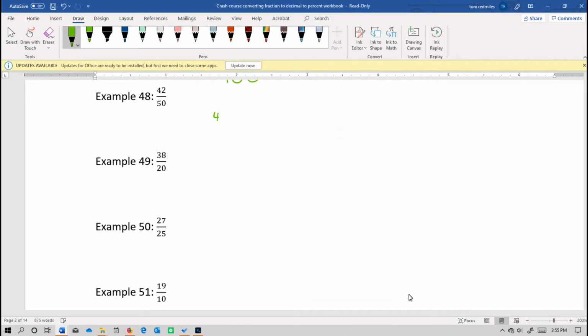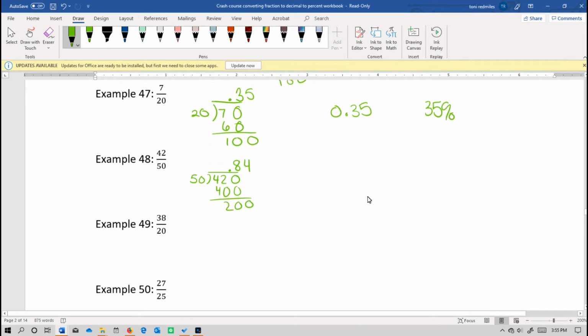In this one, 42 goes on the inside, 50 on the outside. 50 can't go into 42, need a decimal and a 0. And again, just as a reminder, if you're having trouble with these, you can always take my dividing decimals class, and it will be a plethora of help to help you get these right. So if I divide these two numbers, I get 0.84, which if I move that decimal 2 places is 84%.